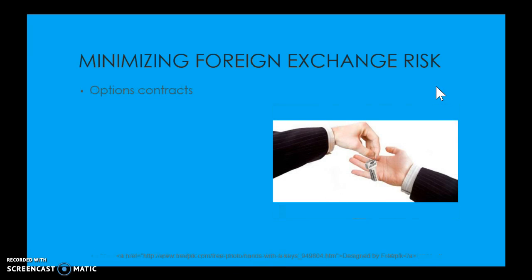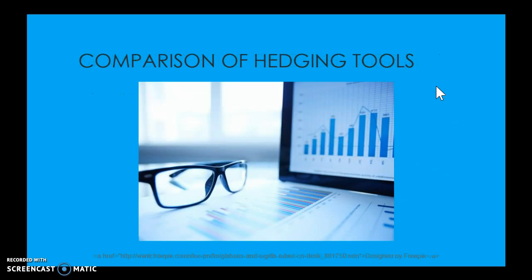And then lastly, an options contract is a tradable forward contract with the option to either buy or not buy the currency at the agreed price. I'd invite you to look at the table in your chapter on comparing hedging tools, but I just kind of want to point out that futures and options generally are limited to larger companies because they tend to be more expensive approaches.